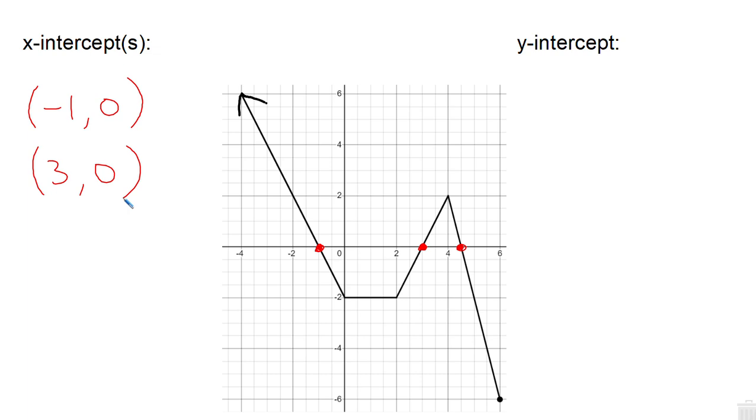And then the last one over here is a little bit trickier, right? We've got between 4 and 6 right here would be 5. So we're actually right there in the middle of 4 and 5, which would be 4.5. We can write that as 4.5, 0. And as for our y-intercept, we just need to look at where it crosses the y-axis. It looks like it's at -2, and remember that we start with an x value of 0 with a y value of -2.